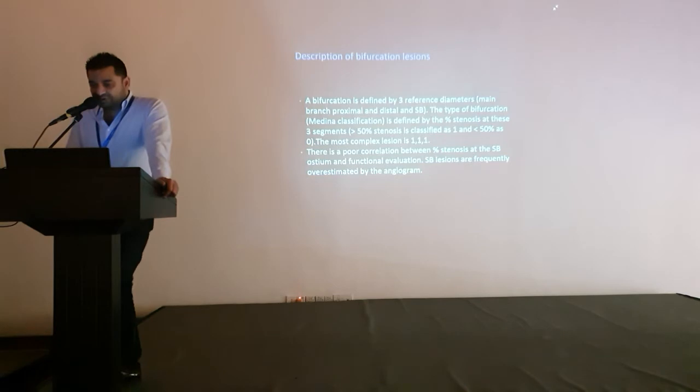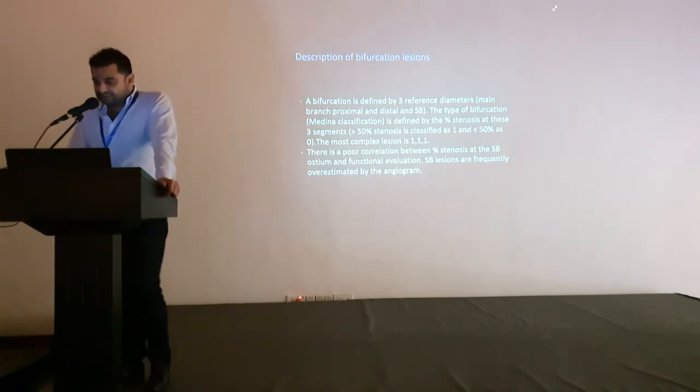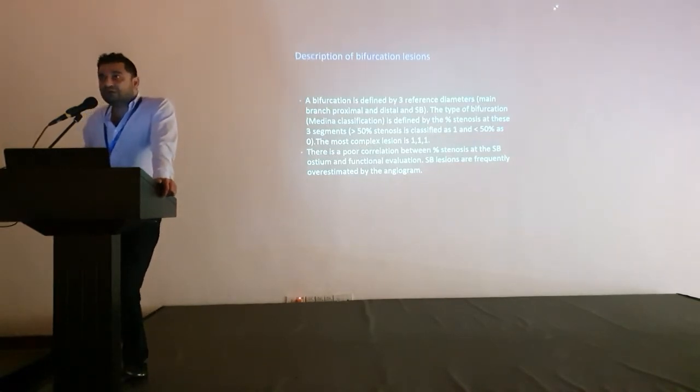It is defined by three reference diameters: the main branch, proximal and distal, and the side branch. For the type of bifurcation, the most common classification is the Medina classification, or revised Medina, and it is defined by the percentage stenosis of these three segments. Over 50% is classified as 1, and less than 50% is classified as 0, the most complex lesion being 1,1,1. I'll come back with a schematic diagram of these in a couple of slides down.